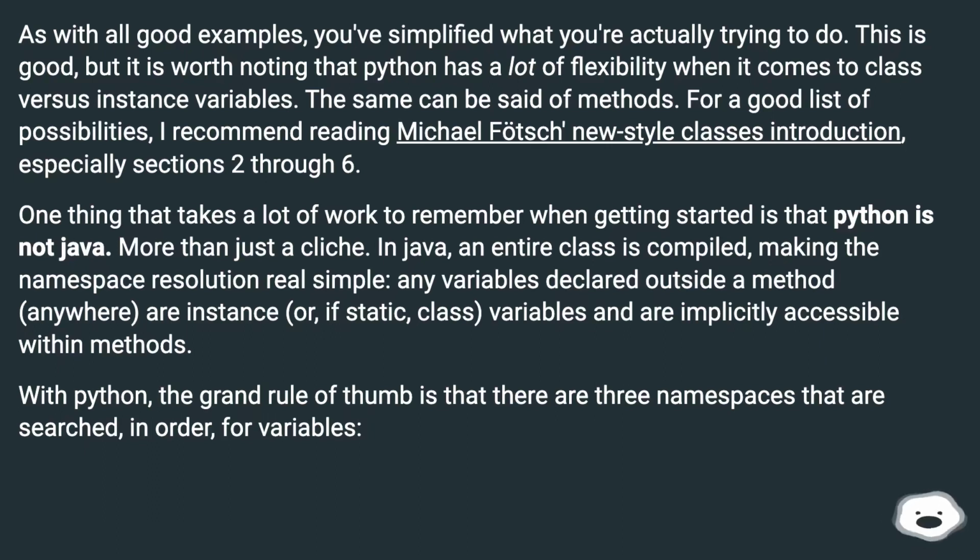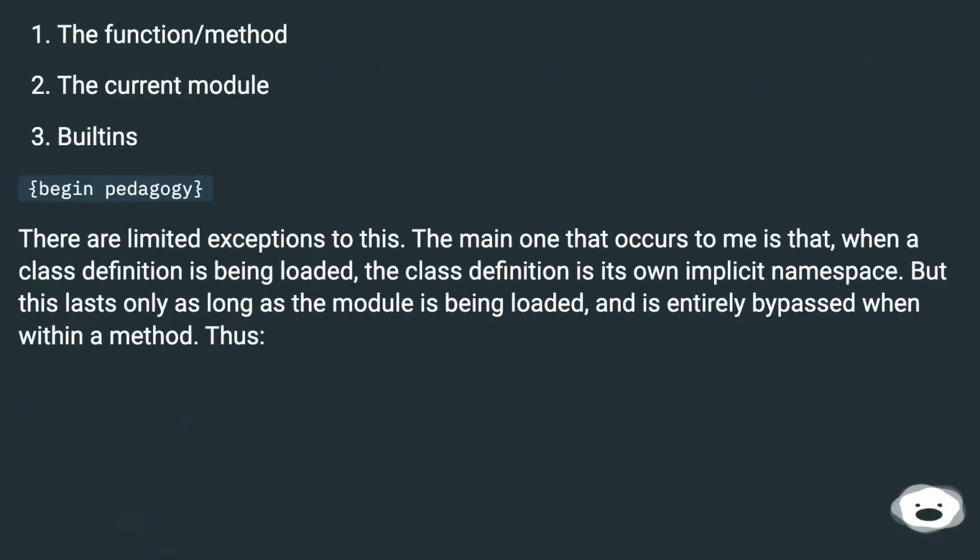With Python, the grand rule of thumb is that there are 3 namespaces that are searched, in order, for variables: the function/method, the current module, and built-ins. Begin pedagogy. There are limited exceptions to this.